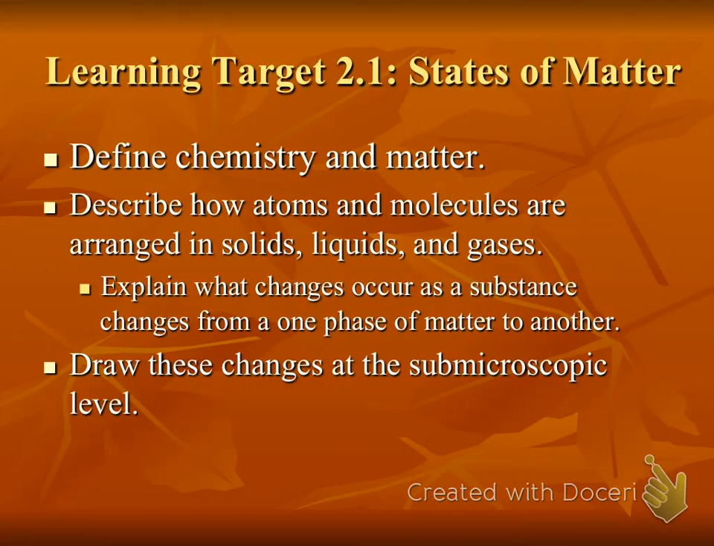As you can see, we're going to define chemistry and matter. We're going to describe how atoms and molecules are arranged in solids, liquids, and gases. We're going to explain what changes occur as a substance changes from one phase of matter to another, so some phase changes, and we're going to start drawing some changes at what we call the submicroscopic level.